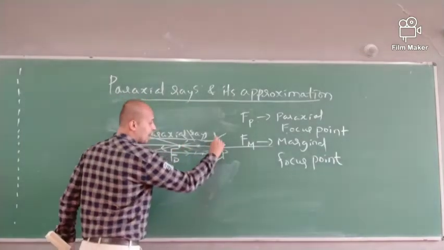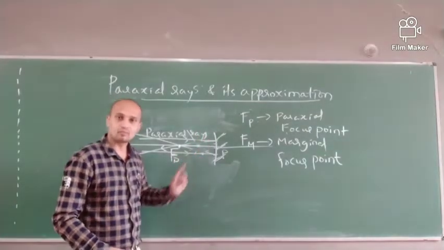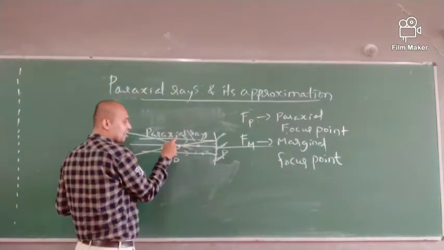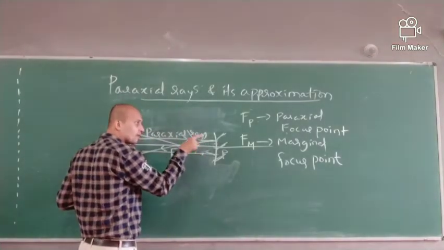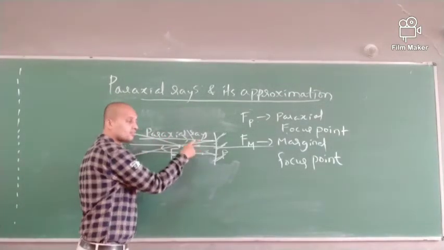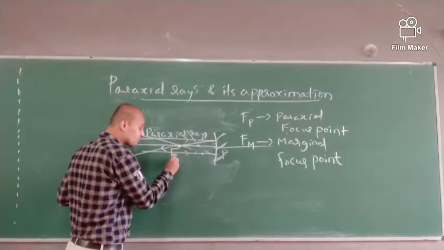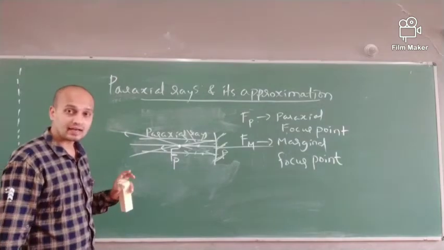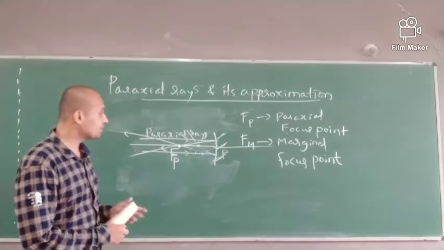The aperture becomes small. The angle between the paraxial rays and the principal axis is less. The angle of incidence will be less, the angle of reflection will be less, and only one focus point is there. What is that focus point? The paraxial focus point. These assumptions all hold because I consider only paraxial rays.